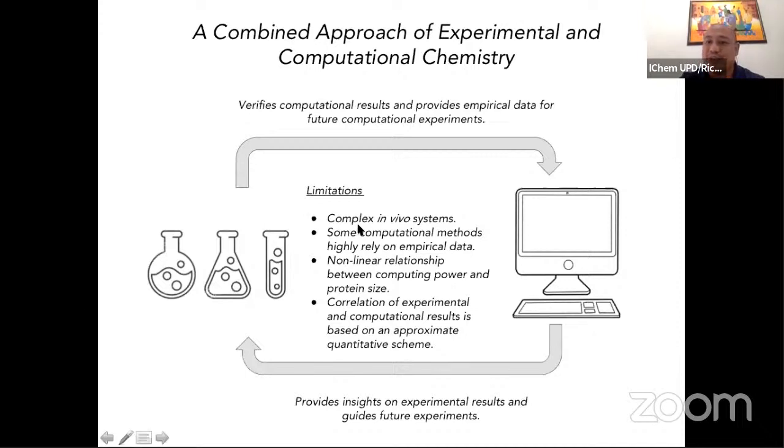Okay, limitations could be complex in vivo systems. Pag sobrang komplikado na yung system, hindi na kaya ng computational chemistry. Or kailangan mag-develop ng systems to handle this one. Okay, some computational methods rely mostly on empirical data. So kung wala kang data, wala ka ring mapaprocess.